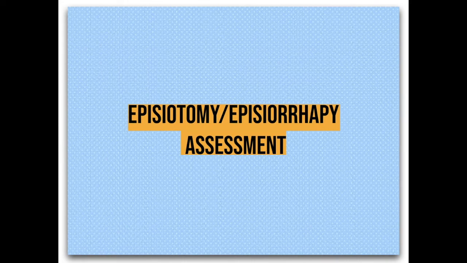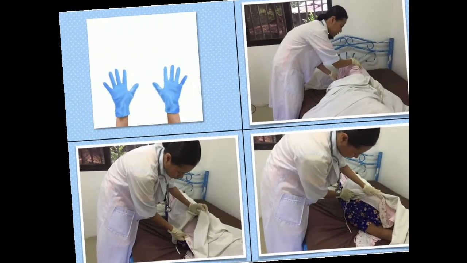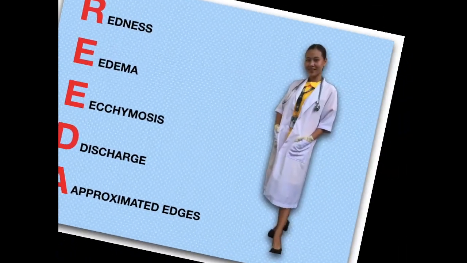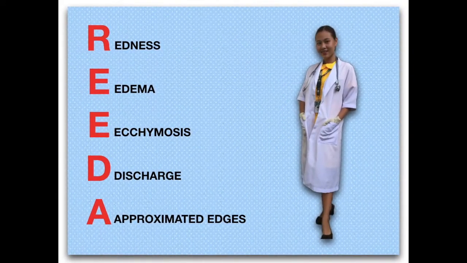Episiotomy or episiorrhaphy assessment. Begin by wearing sterile gloves. Place the patient in a lateral position with her back facing you. Expose the client's buttocks. Inspect for any redness, edema, ecchymosis, number of stitches, consistency of discharge, and approximated edges. Palpate the edges of the stitches using either your thumb or index finger, noting for the presence of discharges from the stitches and pain upon palpation.